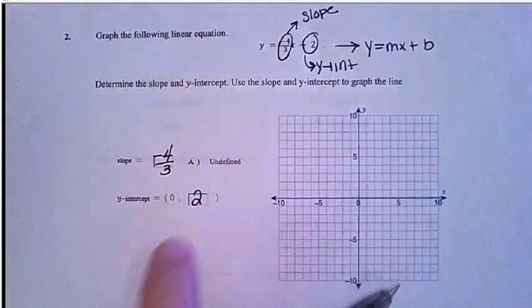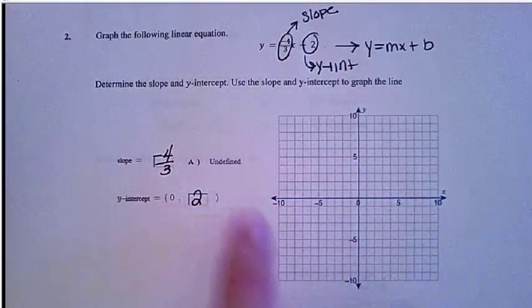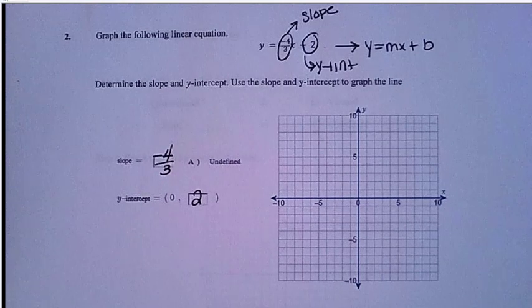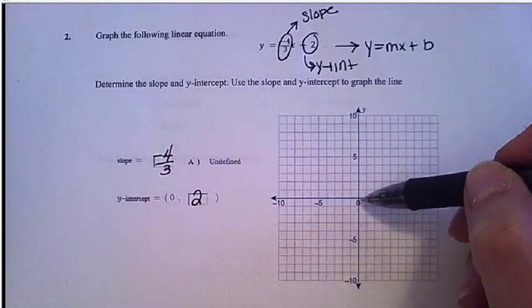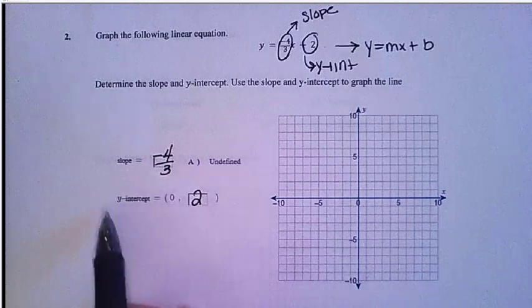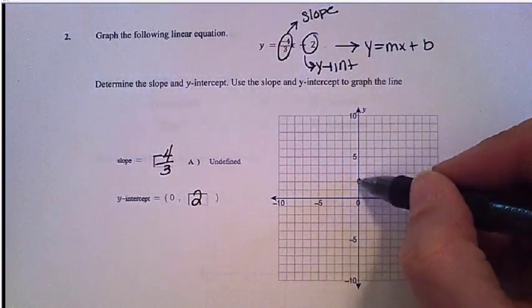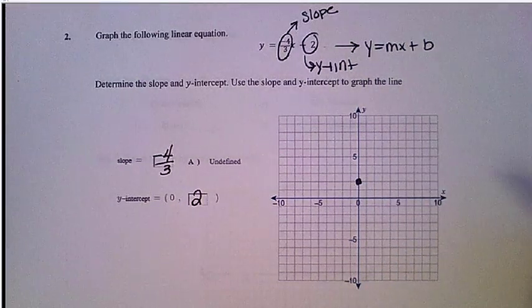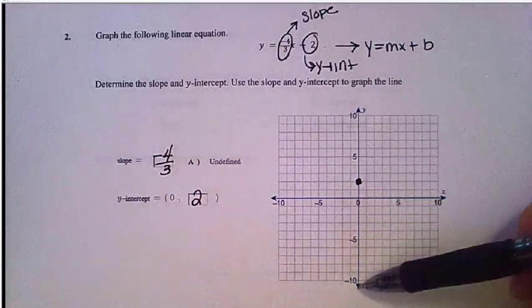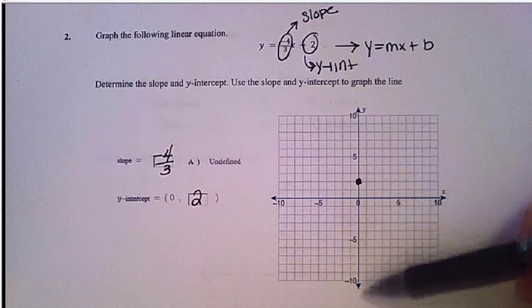Again, remember that this is a point 0, 2. And now we get to graph our line. So starting again at the origin, we're going to graph our y-intercept first. That's our 0, 2. So we're going to go up to 2. Make our mark. Remember, this is the y-intercept, so our y-intercept should be on our y-axis.